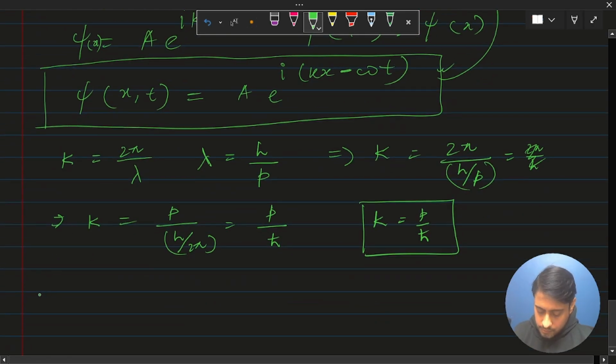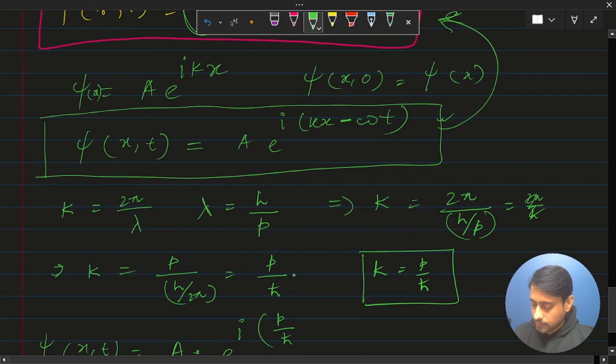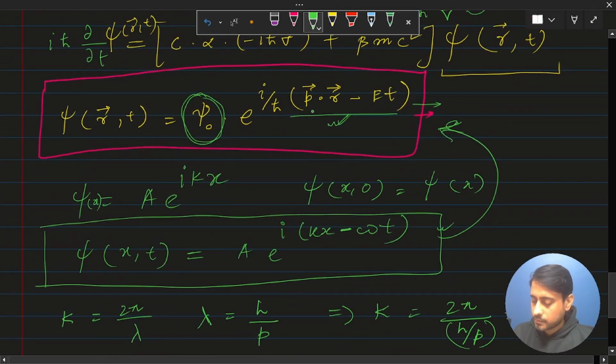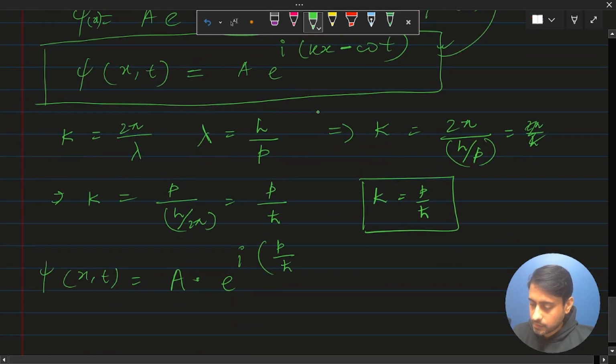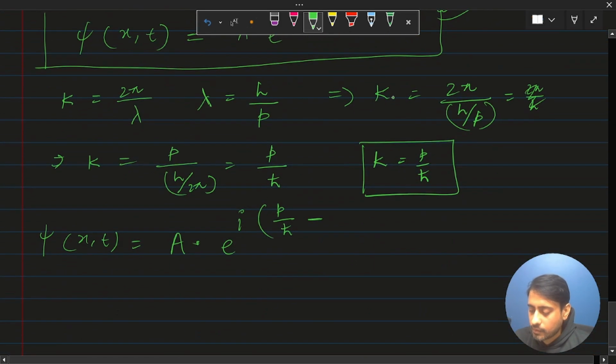Now psi of x comma t can be written as A, some constant here, e to the power i k x, with k written as p over h bar. So now you can see that we are getting this i over h bar and this p term. This is almost correct. Now we need this omega to be replaced by an energy term.